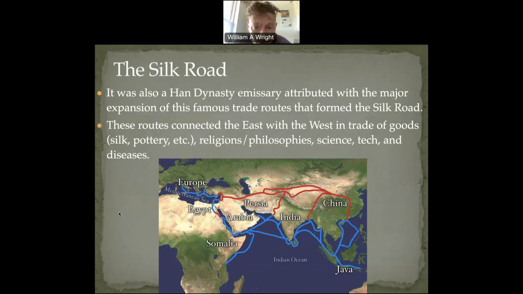But there's also religion and philosophy making its way across. There's science, there's technology, new technologies and weaponry. But then, of course, there are also diseases. We go through ebbs and flows of how good it is, what good is spreading, what bad is spreading. As we move into the next section, we're going to focus mainly on the religions and philosophies that spread. But we know that the art and material culture across the entire Eurasian continent begins to shift by the end of the Han Dynasty.